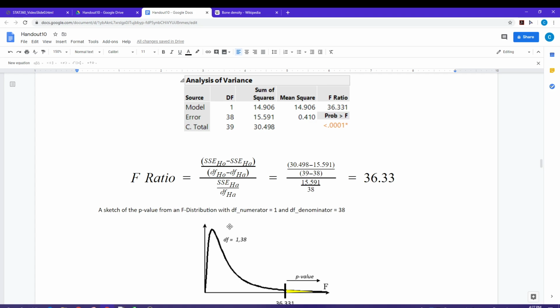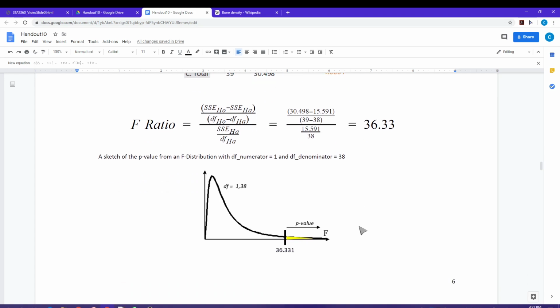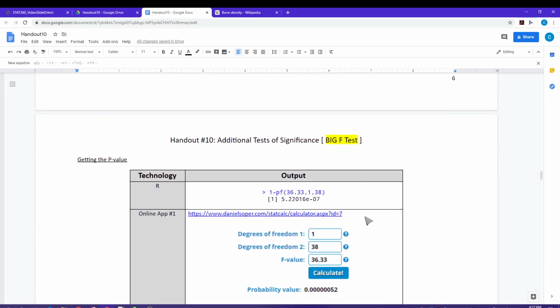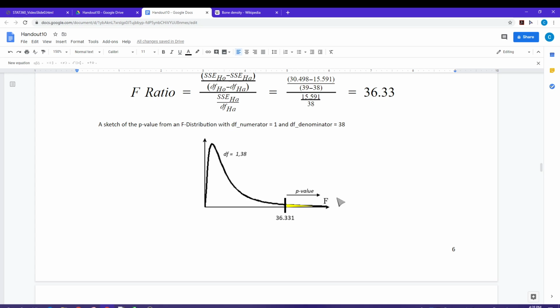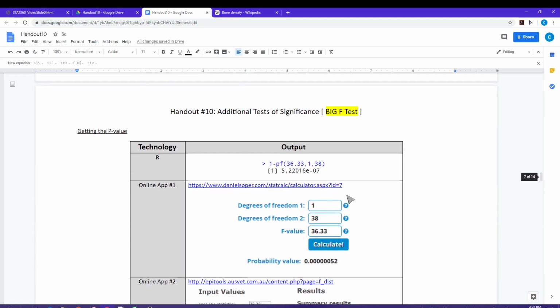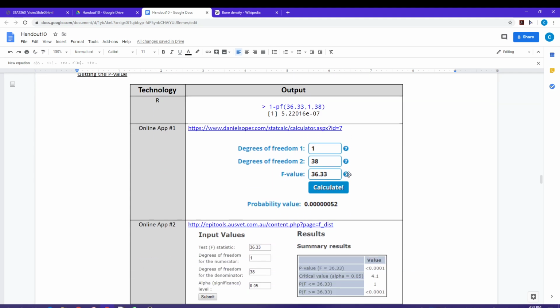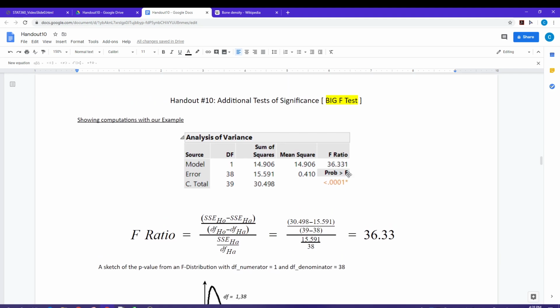So when you talk about an F distribution, they're going to talk about what is the degrees of freedom for the numerator and what is the degrees of freedom for the denominator. So those are going to be 1 and 38 here for this example. You can get this p-value from the online apps here, or you can get that in R if you want. Of course, JMP automatically computes that for us, so we don't have to worry about that here in this standard test.